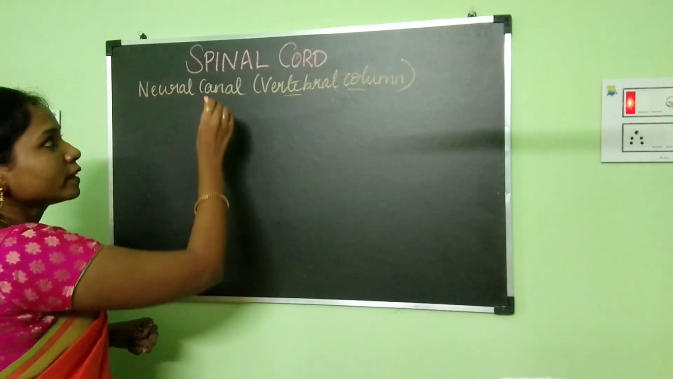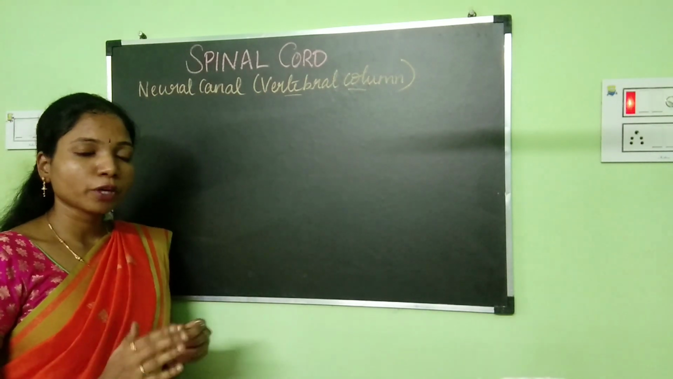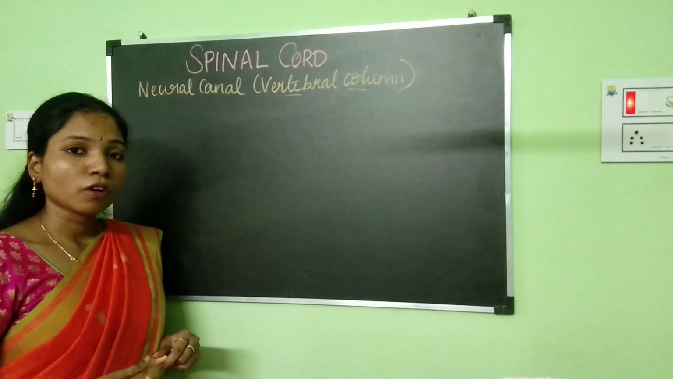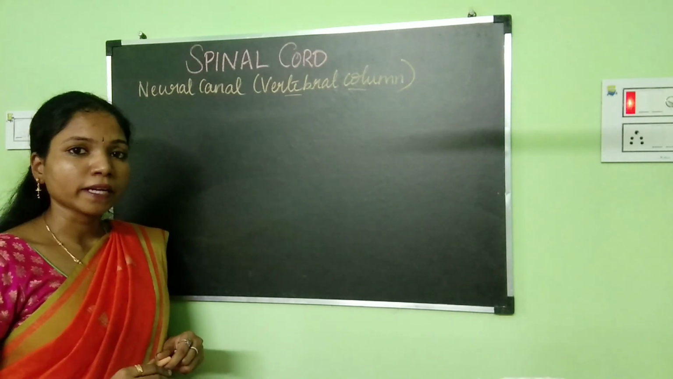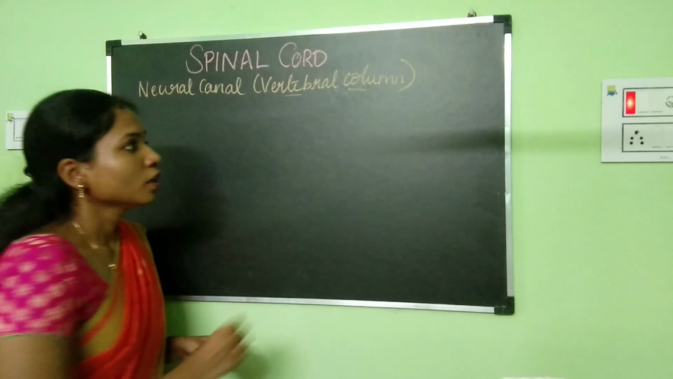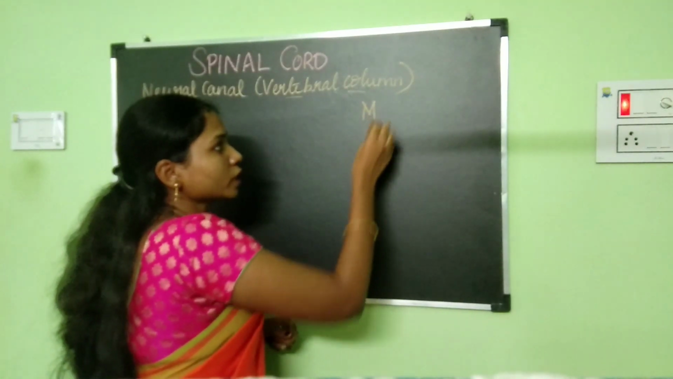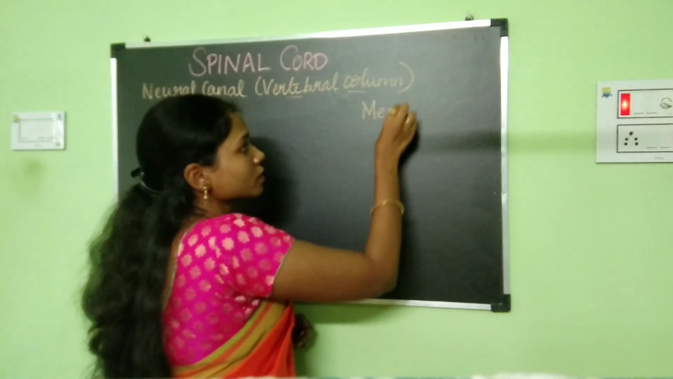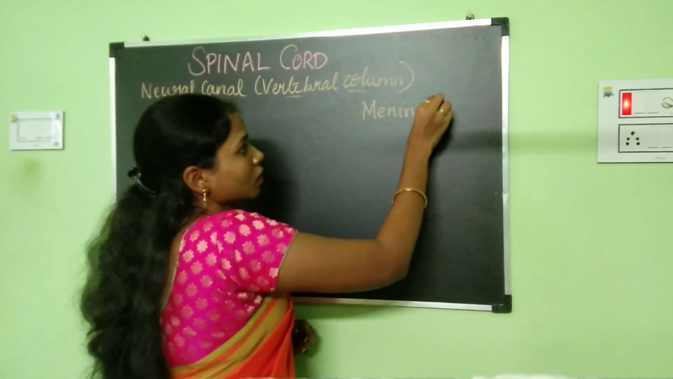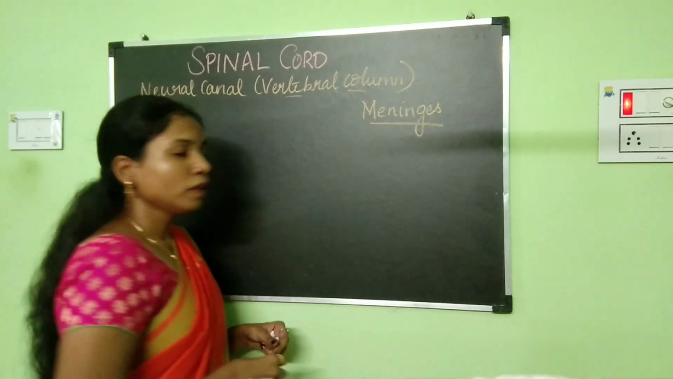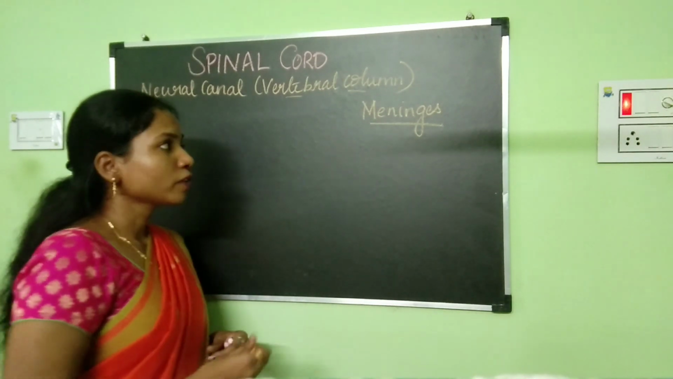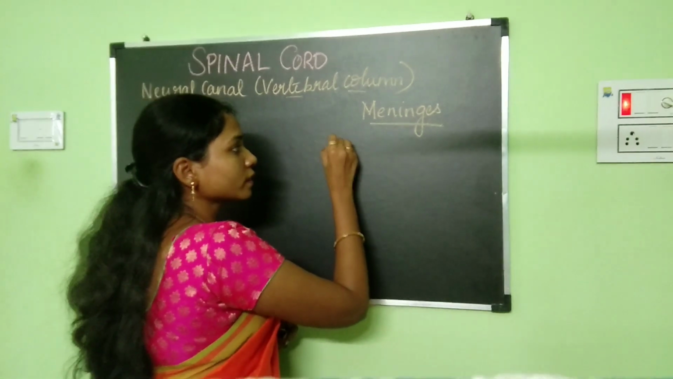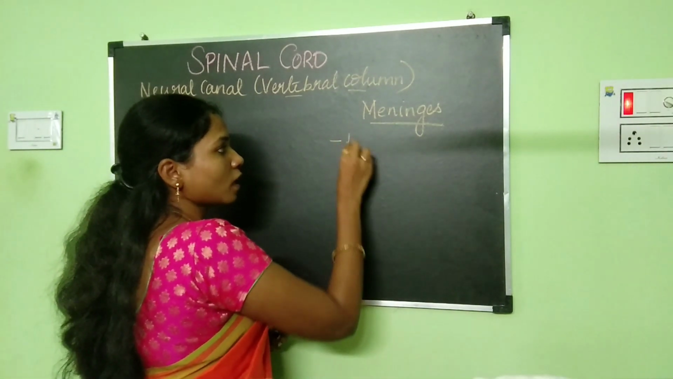Alright. Now the spinal cord is actually very well protected by the vertebral column. Apart from this, the spinal cord is also protected by additional 3 membranes. These 3 membranes which are protecting the spinal cord additionally are known as the meninges. So the 3 membranes are collectively known as meninges. Let's see what the 3 membranes are.